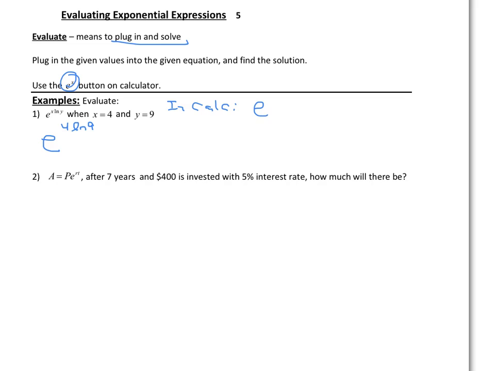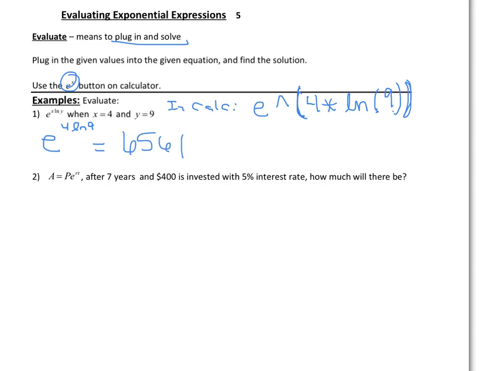it would look like e caret parenthesis 4 times the natural log button, which is next to the 4 as well, parenthesis 9, close the parenthesis for the natural log, so that's a pair, and then close the parenthesis for the exponent, and that's a pair. So if I type that in the calculator, I would get 6,561.